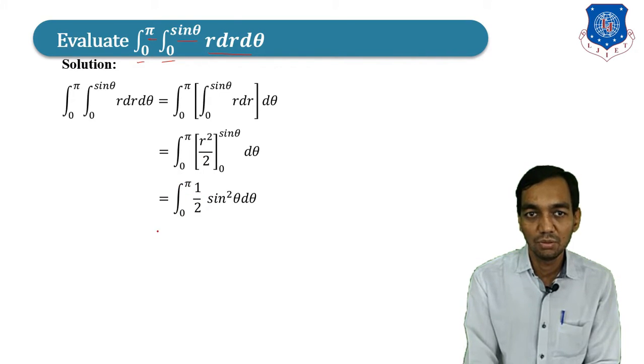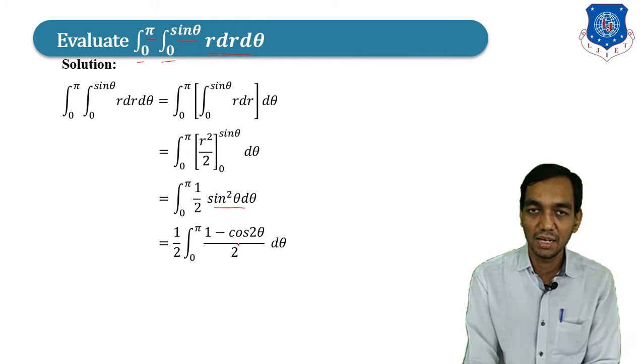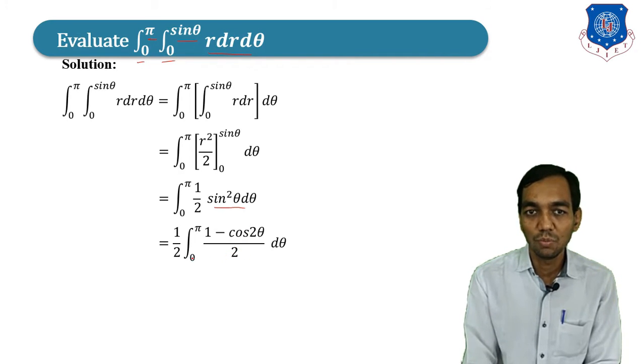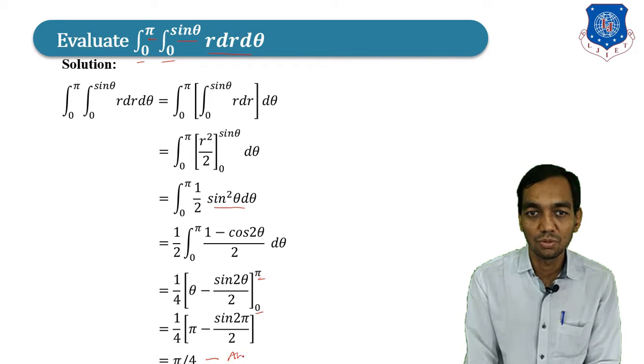1 by 2 is a constant, common out, and we are going to reduce sine square in the form of 1 minus cos 2 theta by 2, because sine square is not directly integrable. So 2 common out and you will have 1 by 4 into theta minus, the integration of cos 2 theta is sine 2 theta upon 2. Limit is from 0 to pi. Correct? Now substitute the limit. So you will have pi minus sine 2 pi minus 0, and sine 0 has a value 0, so no need to write. And sine 2 pi has a value 0. So your answer is going to be pi by 4.